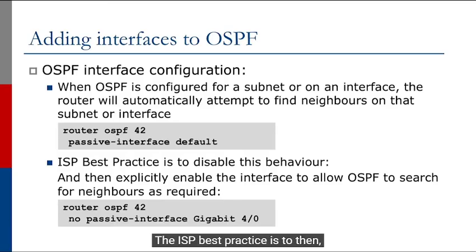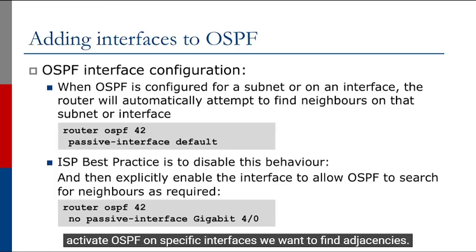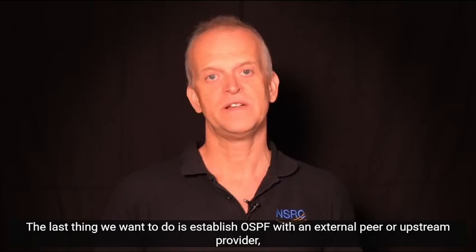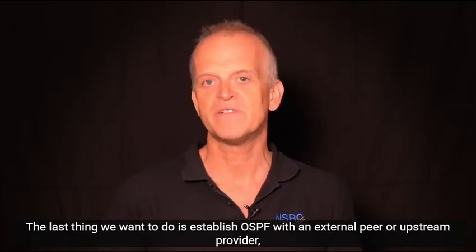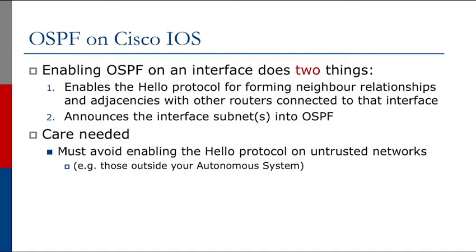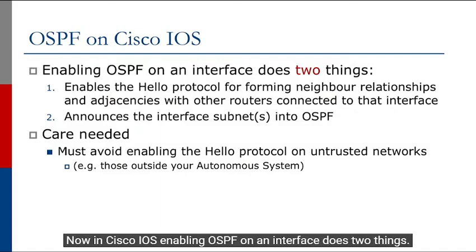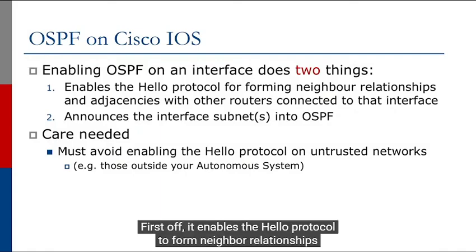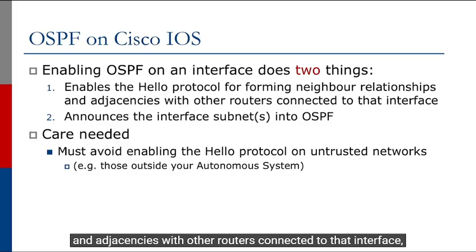The ISP best practice is to then activate OSPF on specific interfaces where we want to find adjacencies. The last thing we want to do is establish OSPF with an external peer or upstream provider, or worse, with one of our customers. Now, in Cisco IOS, enabling OSPF on an interface does two things. First off, it enables the hello protocol to form neighbor relationships and adjacencies with other routers connected to that interface. And it also announces the interface subnets into OSPF.